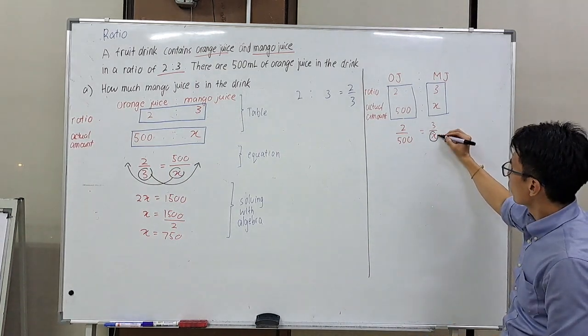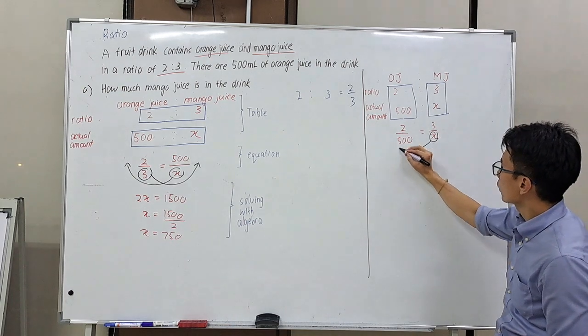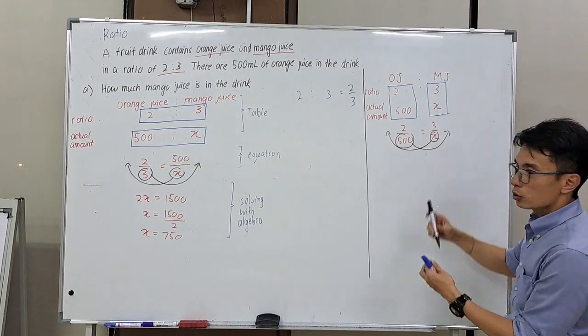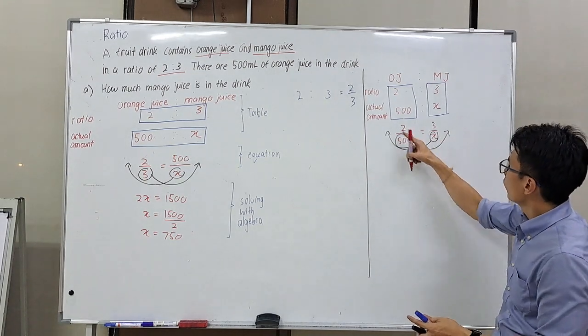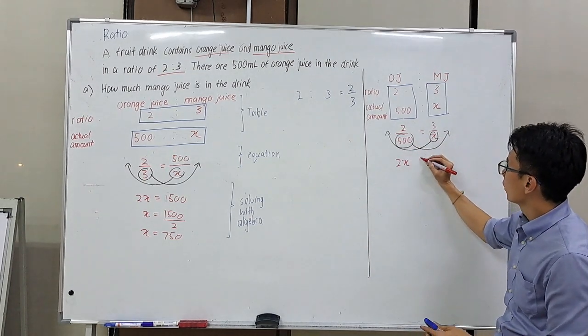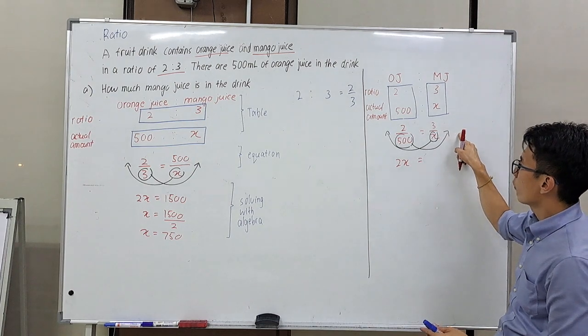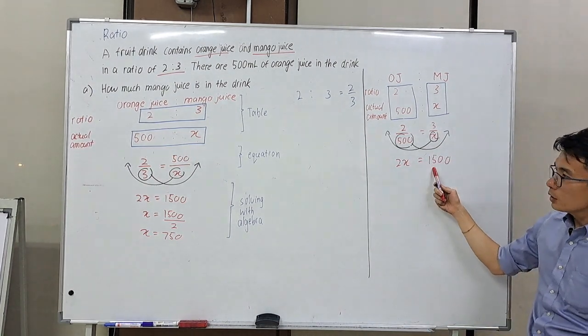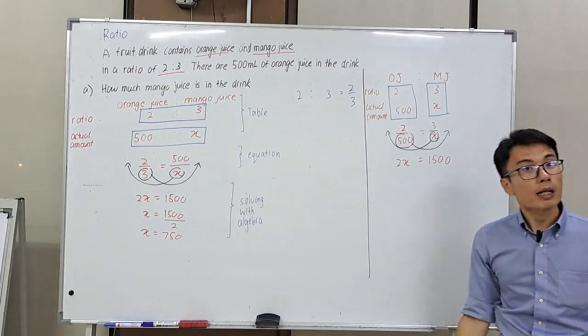Again, we're going to do our cross multiply. We're going to move this x to the top. This 500, we're going to move to the top. So what do I get? Move this over, I will get 2x. And I move this 500 over, 500 times 3, I will get 1500. Can you see? It's actually the same thing.